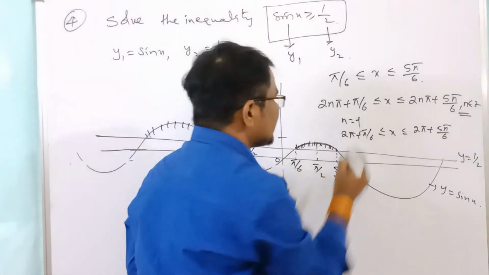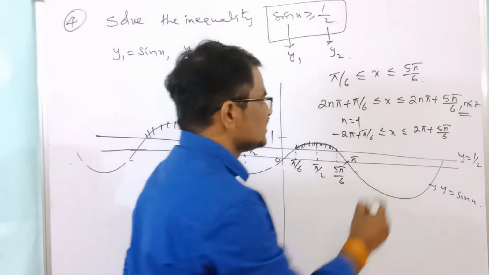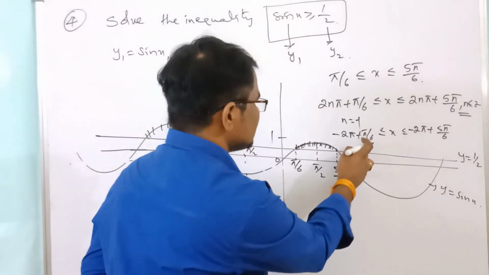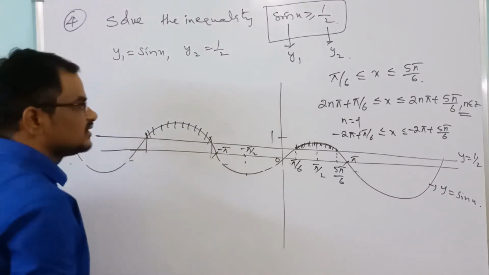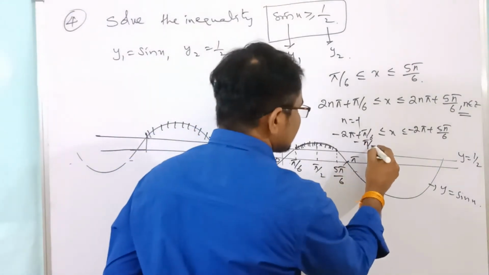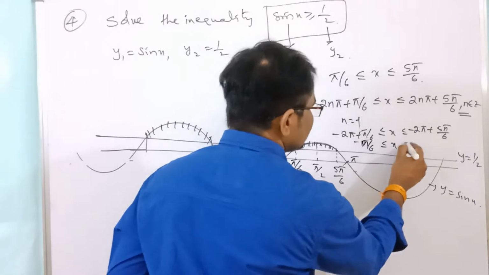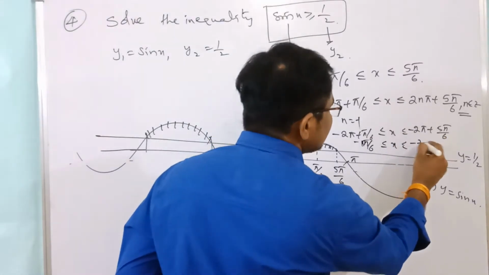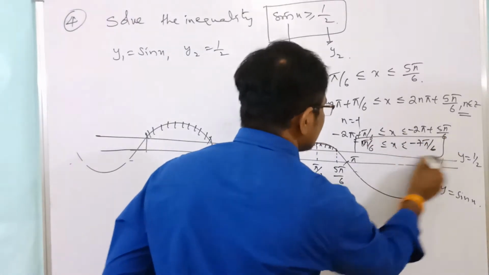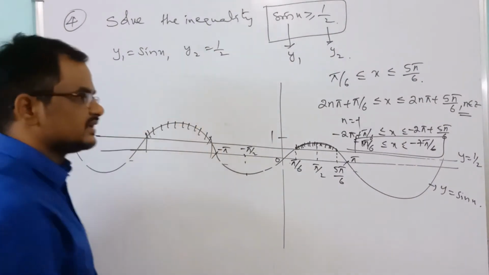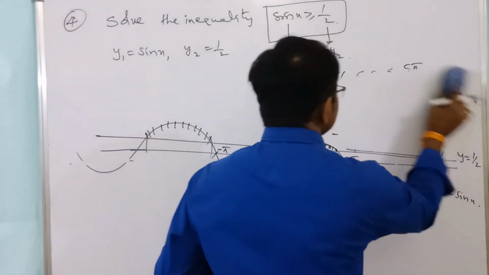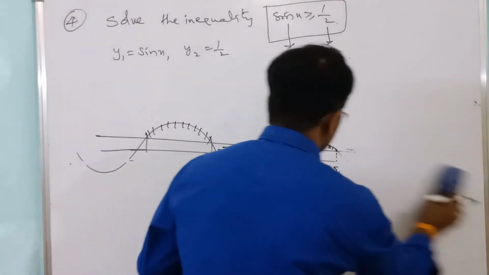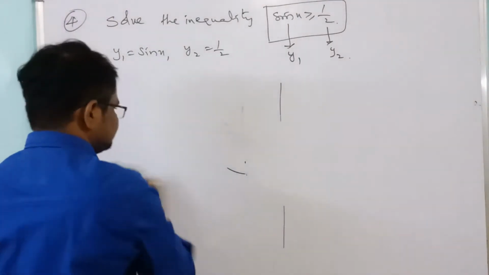Next, if you take n equal to minus 1, here minus 11 pi by 6, this interval you will get. Means here to here: minus 11 pi by 6 less than or equal to x less than or equal to minus 7 pi by 6. So here this interval you will get. Okay? So like this. So this is about the fourth problem.